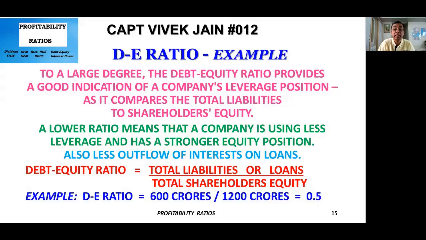A lower ratio means that a company is using less leverage and has a stronger equity position and less outflow of interests on loans. Formula is debt equity ratio is total liabilities or loans, as we may call it, divided by total shareholders' equity. As we have taken an example here, if the total shareholders' equity is 1200 crores and the liabilities or loans taken, the debt taken by the company amounts 600 crores, then debt equity ratio is 0.5.